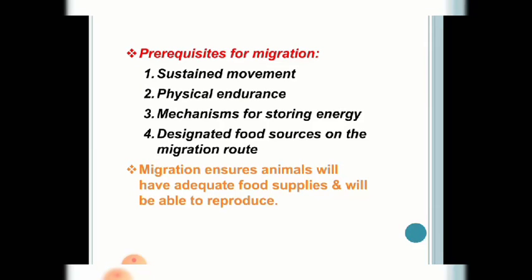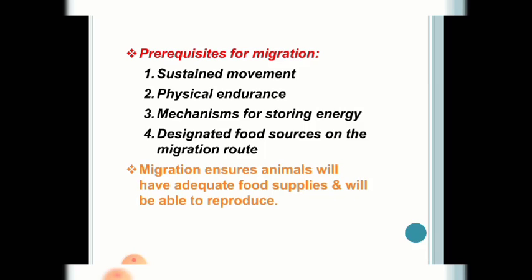So why is this migration required? What helps these animals to migrate? We know sustained movement, maybe for survival, physical endurance, survival of the climatic condition, a mechanism for storing energy. Once the northern hemisphere is too cold, they fly towards the southern hemisphere or the southern pole. During that time the energy can be stored. And also this migration ensures all the animals have adequate food supplies and are able to reproduce.